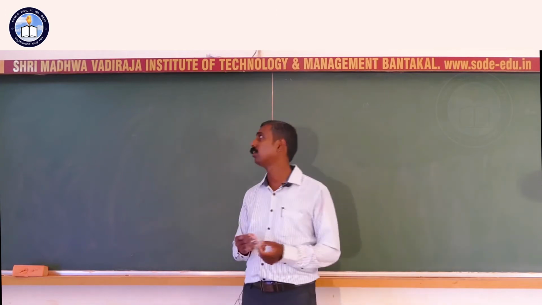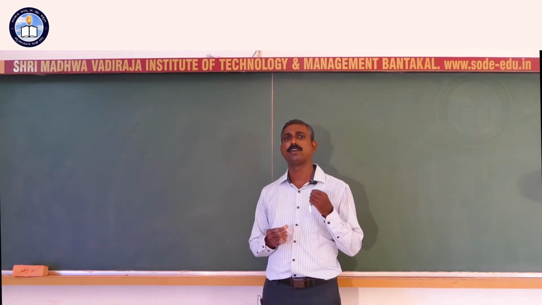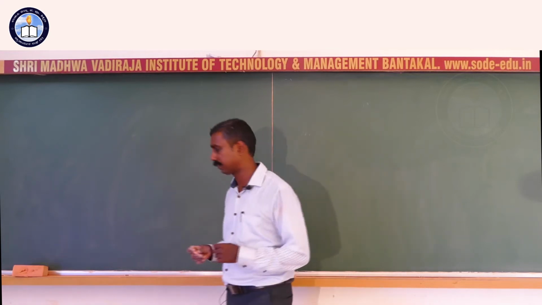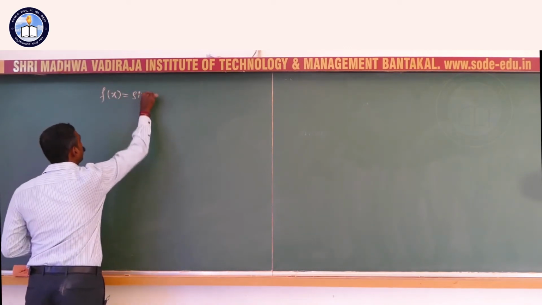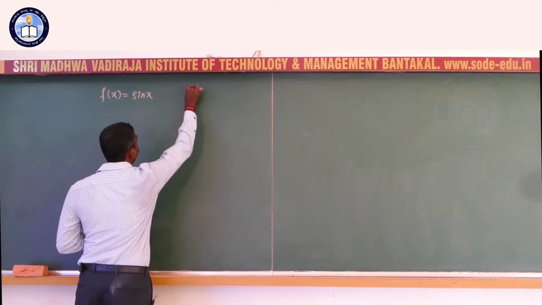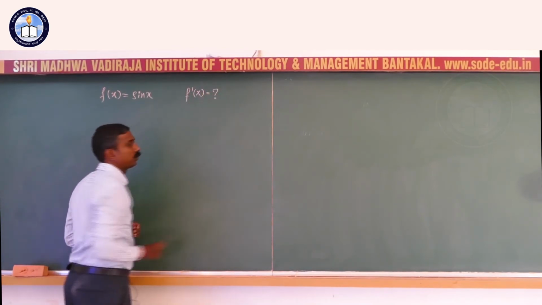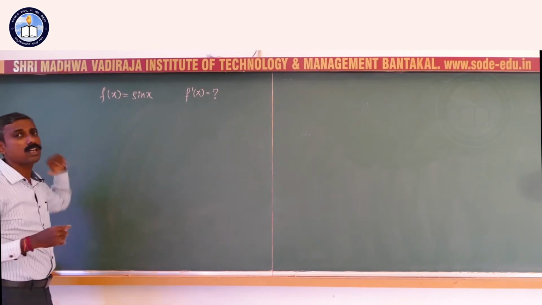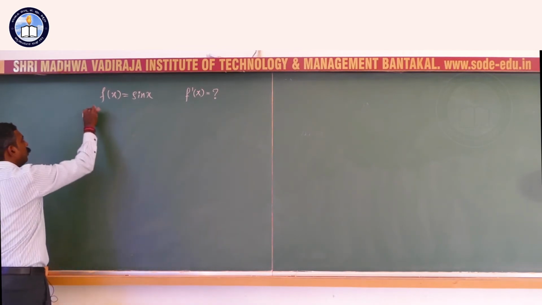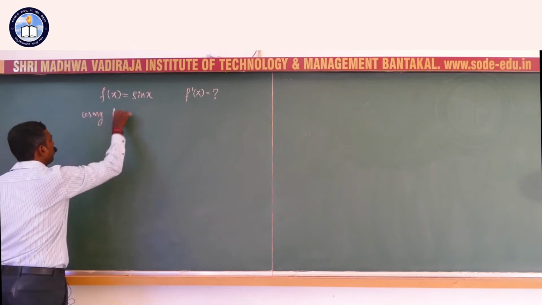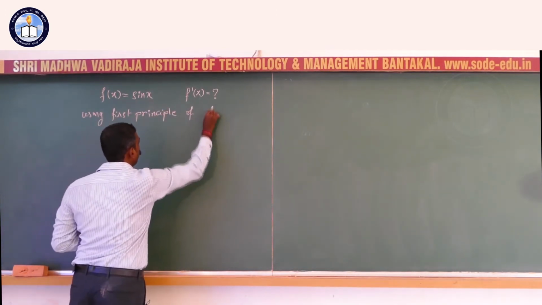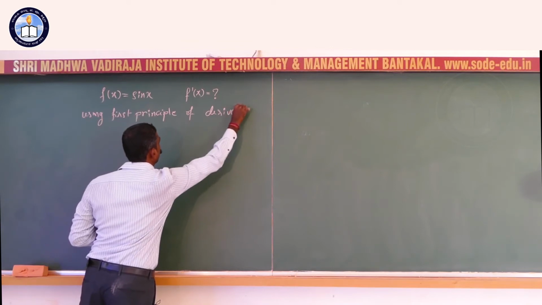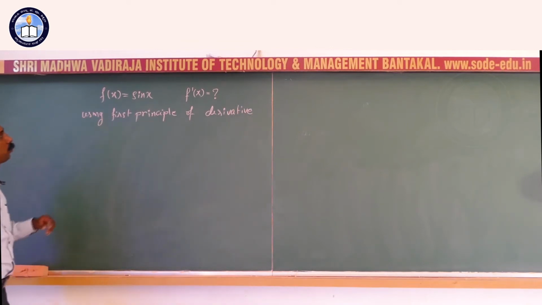So, let us take the first example of the simplest trigonometric function, sin x. Our aim is f of x equals sin x. What is the derivative, that is, f dash of x is equal to what? How to find this? Using the first principle of derivative, we have to compute f dash of x.